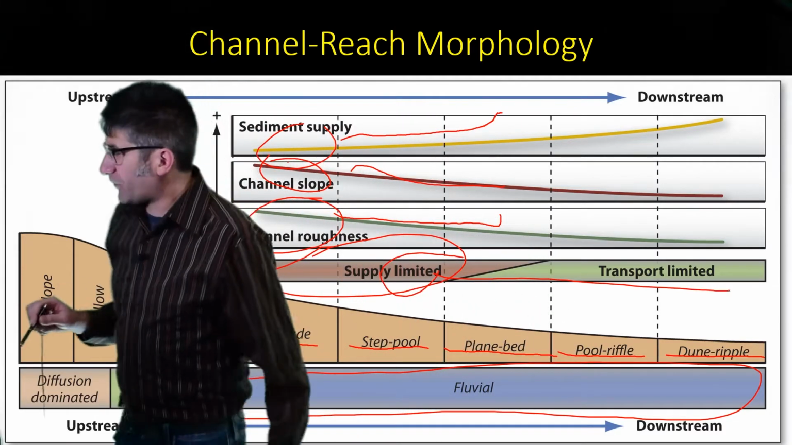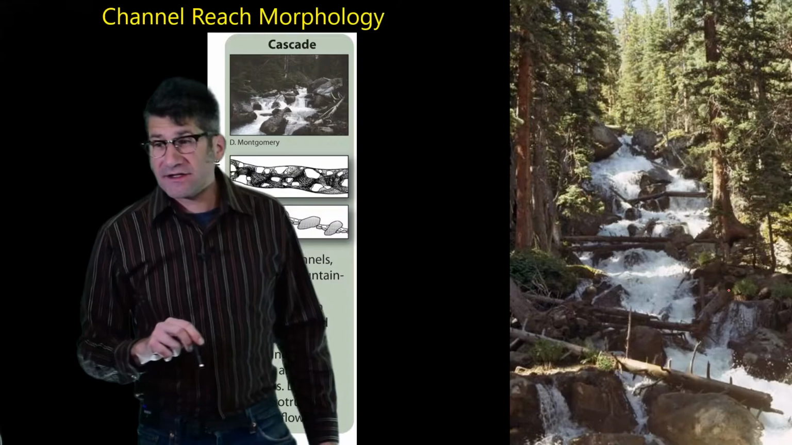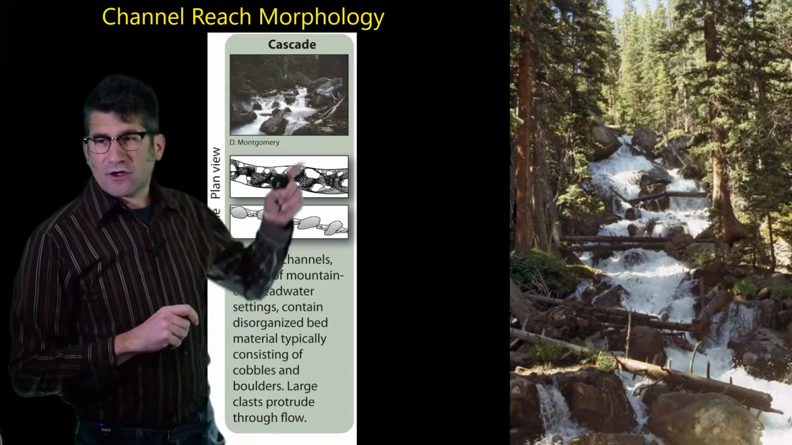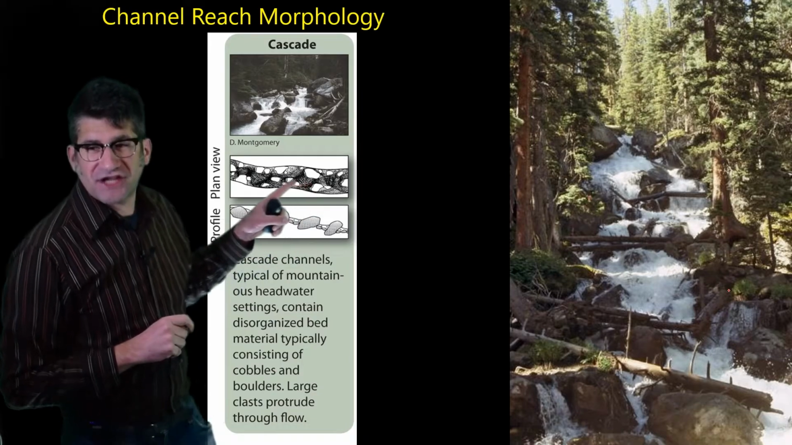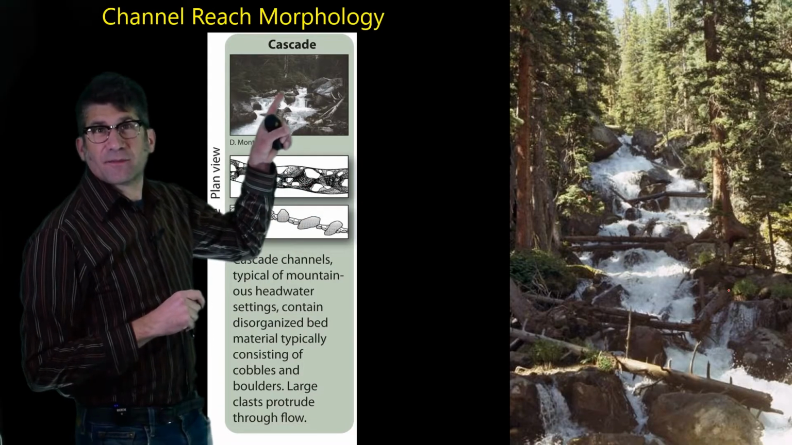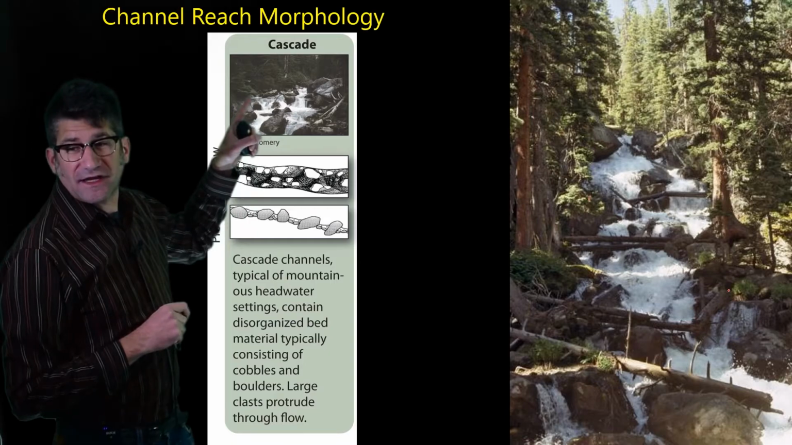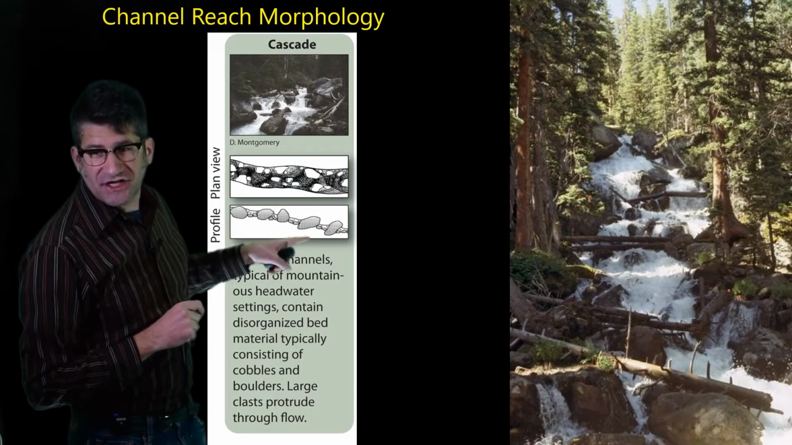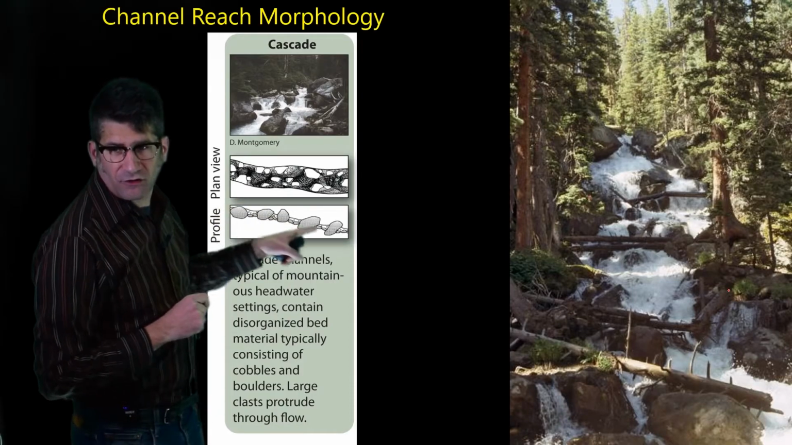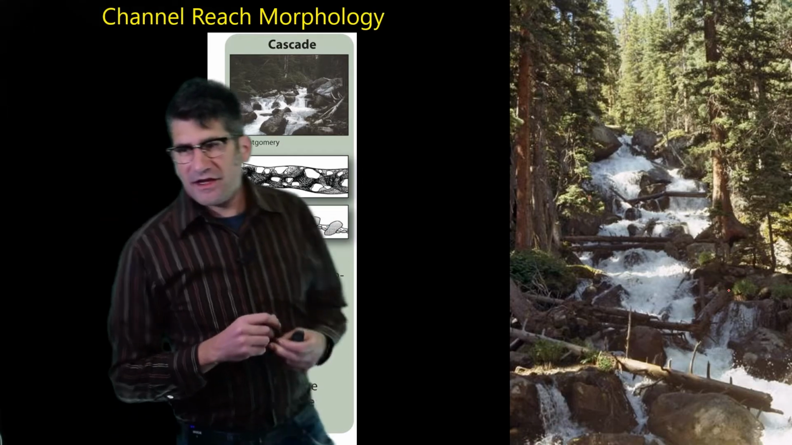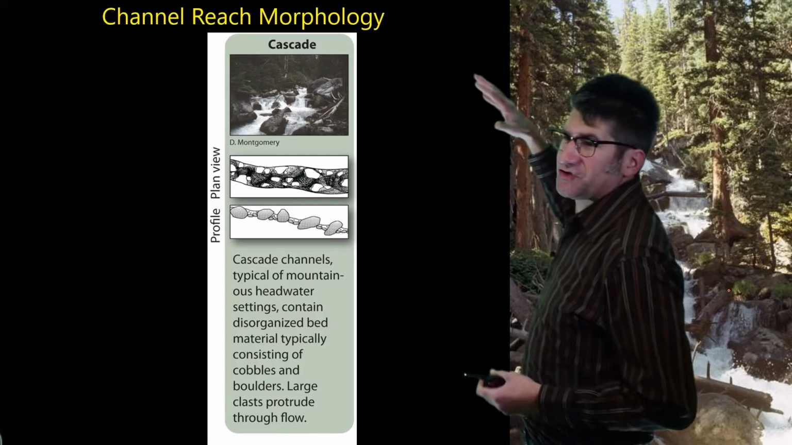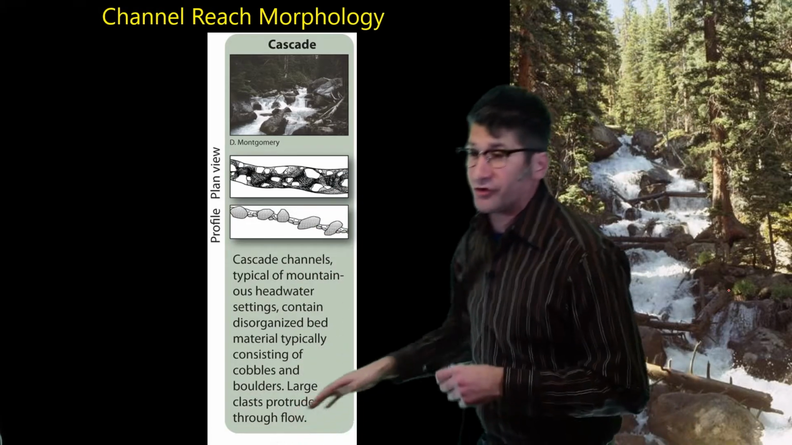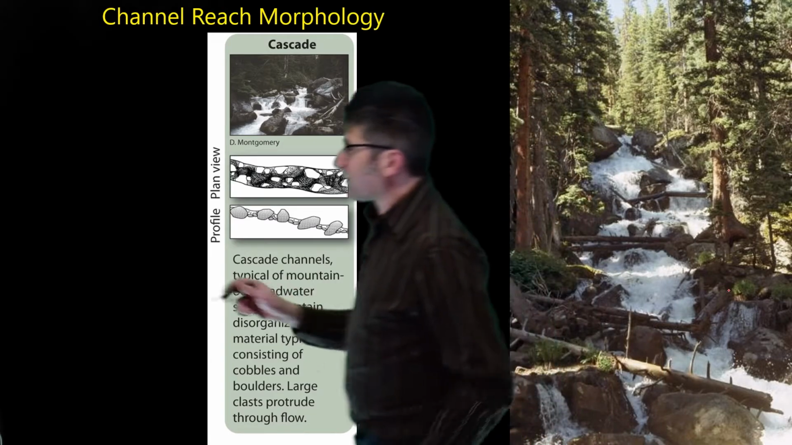Okay, so let's look at some pictures of what these look like as we go down the channel. Up in the steep mountain terrain, we get what are called the cascade morphology channels. I like this. This is a figure from your textbook. Notice that we can look at a picture, the plan view looking down on the channel, and then our cross-section view as well. In our cascade, we basically have giant boulders, and our stream is cascading down over these big boulders. And look at the size of some of these boulders.